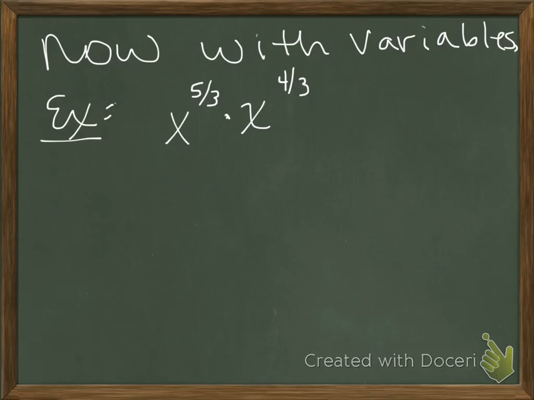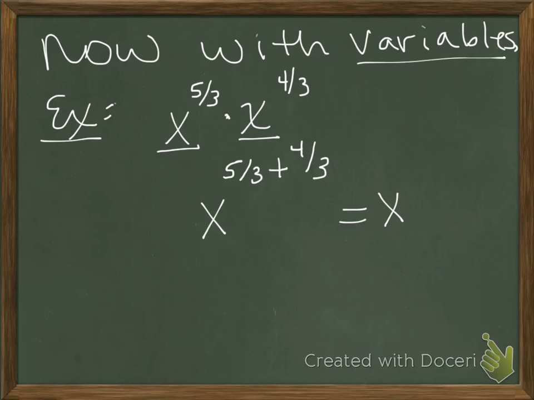All right, now we're going to continue the same problems. It's just that now we're going to have variables. So in this problem, I have x to the 5/3 times x to the 4/3, and x is my base, so I keep the base, and I add 5/3 plus 4/3, and 5/3 plus 4/3 is going to be 9/3. Well, 9 over 3 reduces to 3, so the answer here is actually x to the 3rd power.